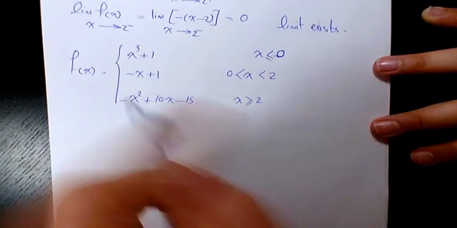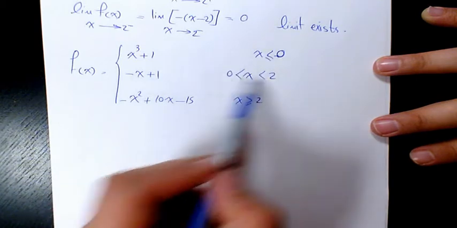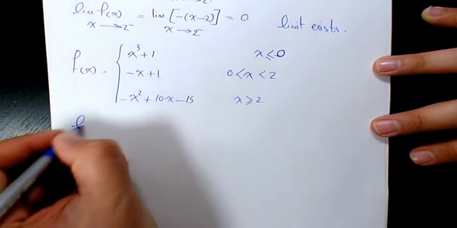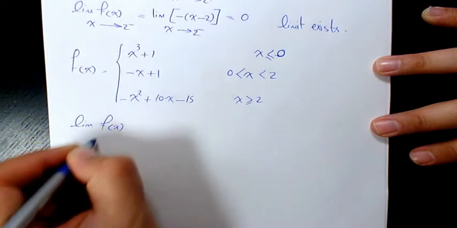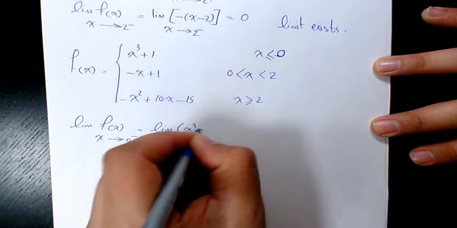Next one, you need to find the limit at 2 points. One of them is at 0, one of them at 2. So limit of f of x when x is approaching 0 from the negative side is going to be limit of x cubed plus 1.